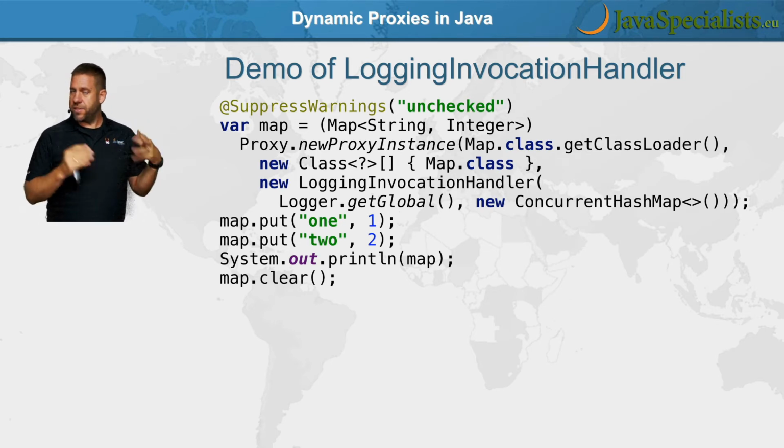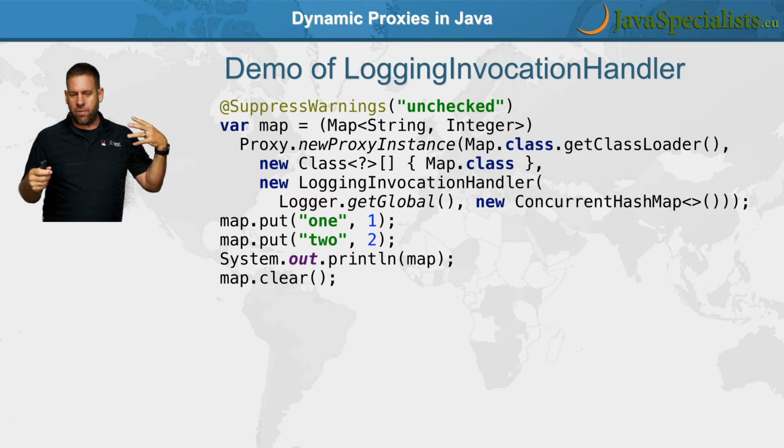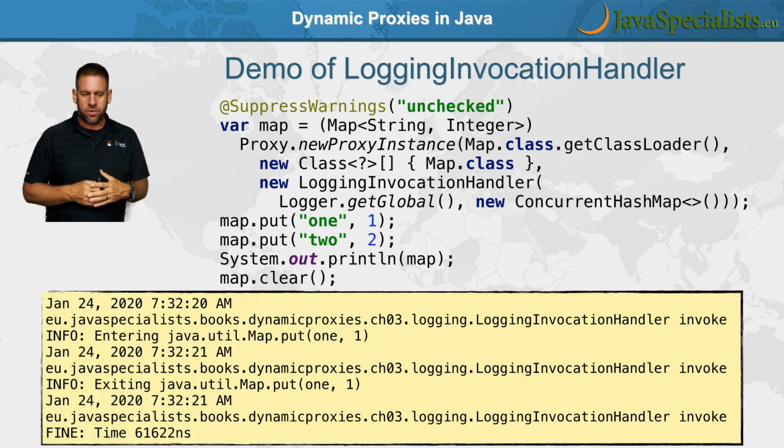Then I pass in the logging invocation handler as well, and I'm going to log a ConcurrentHashMap. So then when I call methods like put, you'll see entering and the time and exiting, and there we go.